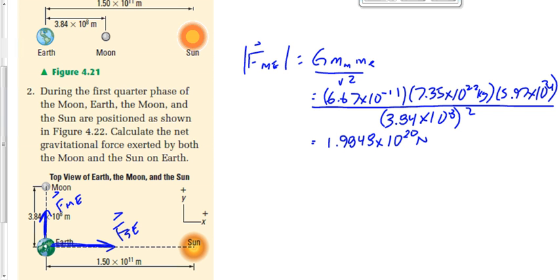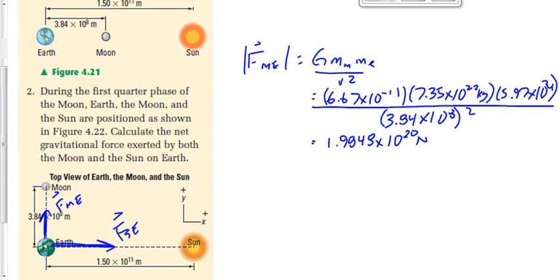But it doesn't go in a straight line, so there has to be a force that keeps it from going in a straight line, an unbalanced force. That unbalanced force has got to be a big one, because to keep something so heavy with so much inertia from going in a straight line, you need a really big force. It's 1.9848 times 10 to the 20 newtons.